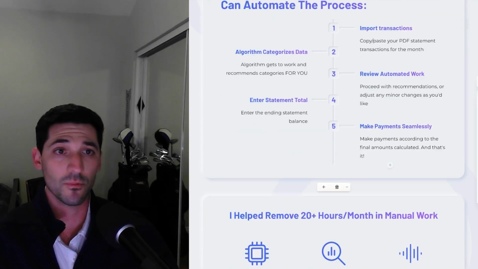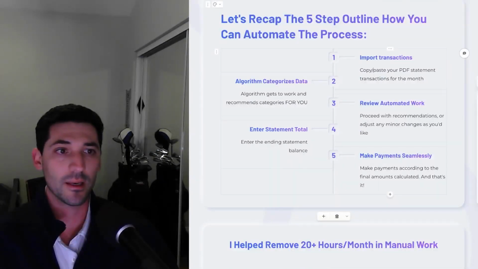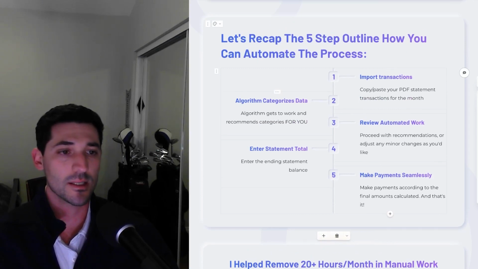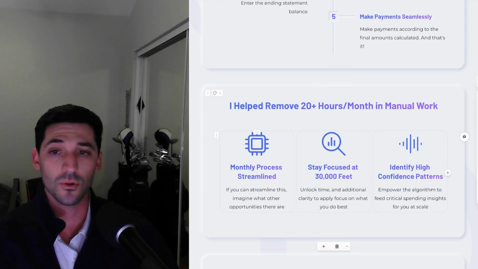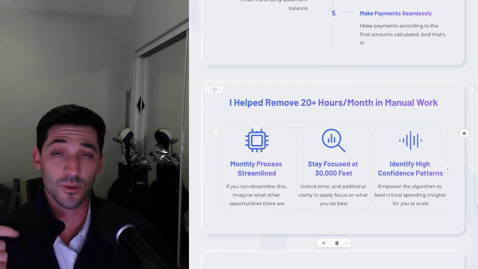So I just reviewed that, but just to recap again: import transactions, categorize the data, review automated work, enter the statement total, and then make the payment seamlessly. That's it. So again, I've removed over 20 hours per month in manual work. If you are having trouble streamlining processes, if you can streamline this, imagine what other opportunities there are.